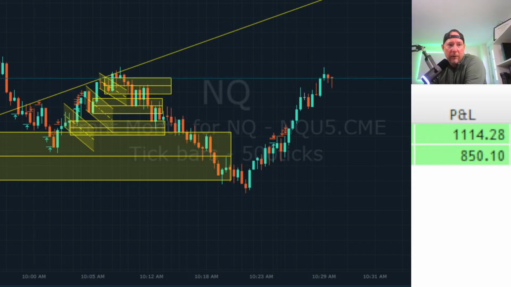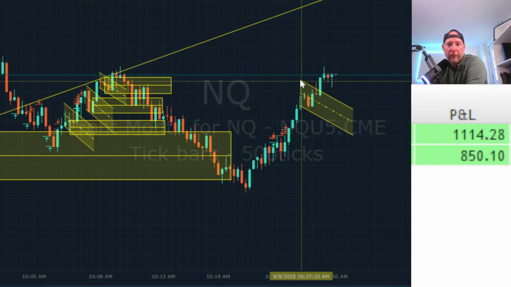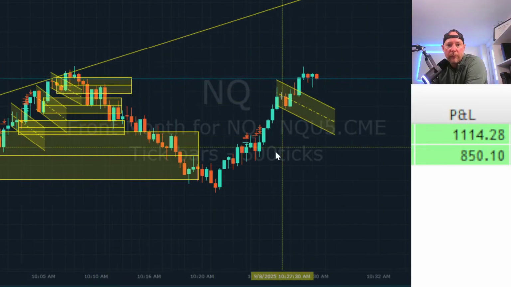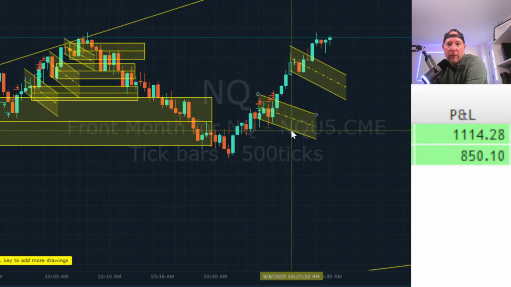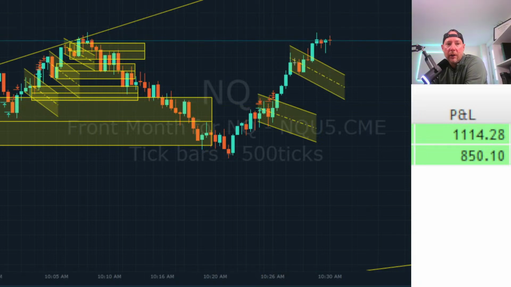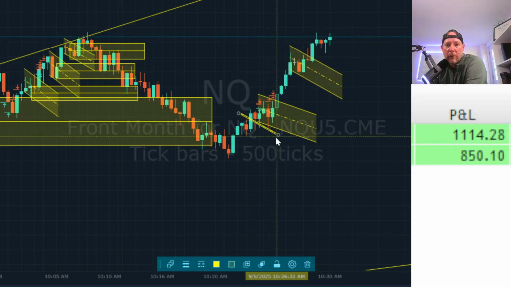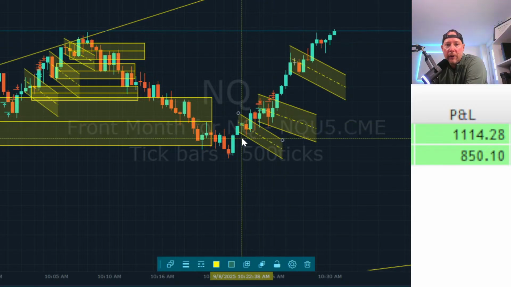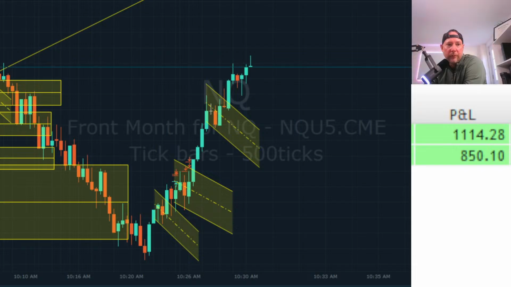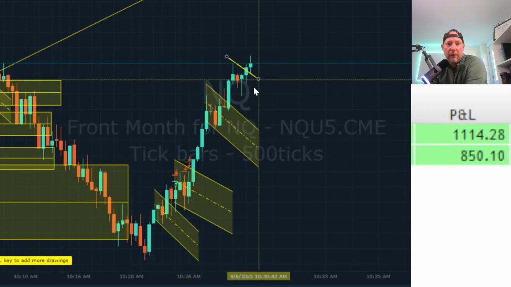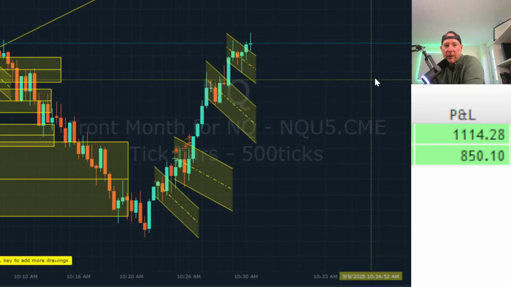So we have one bull flag. I'd say here's another bull flag. And I'd say here's another bull flag. Okay, here's another bull flag. And we just formed another bull flag there. So many bull flags today, huh? This market is happening today. It's doing a lot of action.